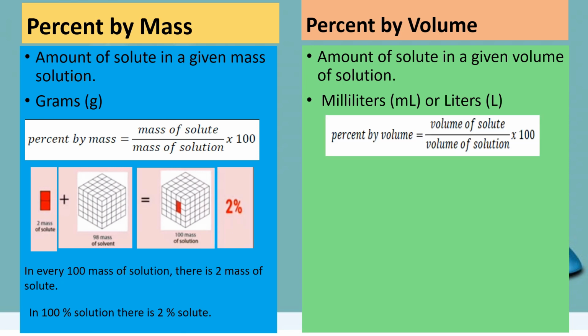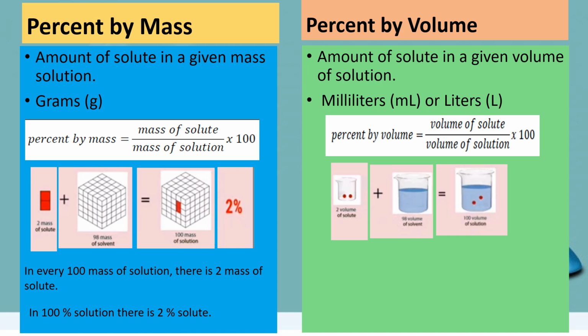Same is true with percent by volume. Mathematically, percent by volume equals volume of solute divided by volume of solution times 100. Here, 2 volume of solute plus 98 volume of solvent equals 100 volume of solution.